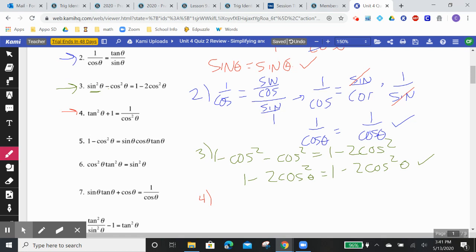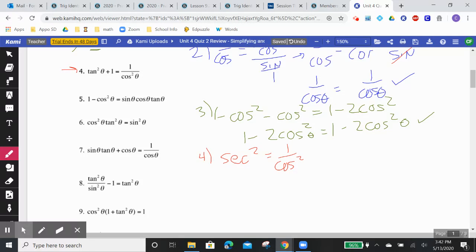So again, our goal is to turn one side into the other. Again, the choice is yours. Either side, really, and this is okay. I'm going to take a look at the left-hand side because I know that tangent squared theta plus 1 is secant squared. Now, if I want that to equal 1 over cosine squared, then I know that secant squared turns into 1 over cosine squared. Yeah, 1 over cosine squared theta equals 1 over cosine squared theta. So check. Okay.